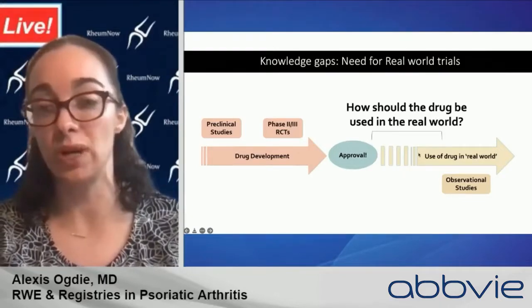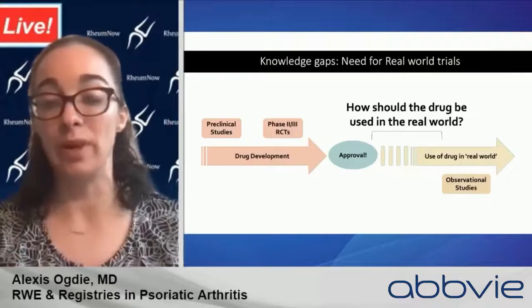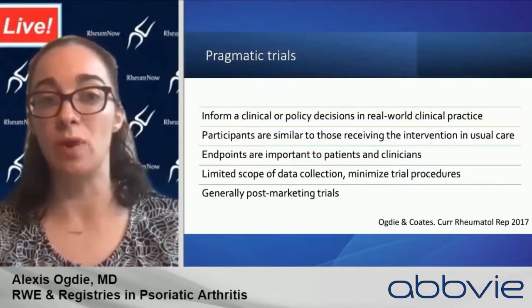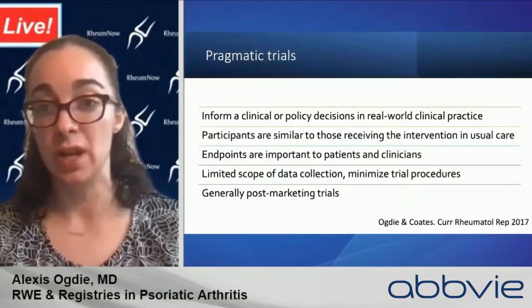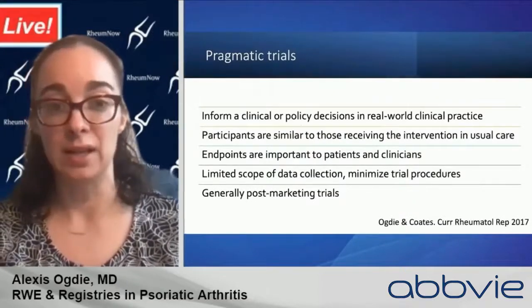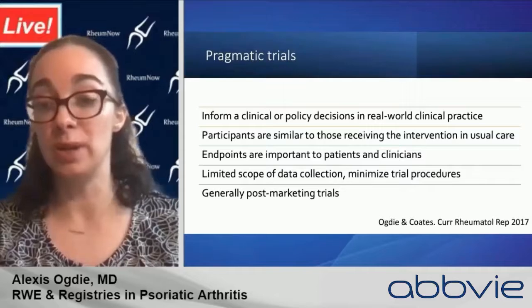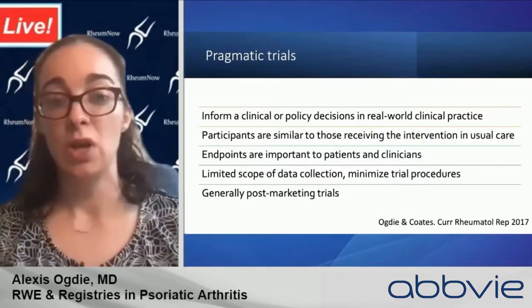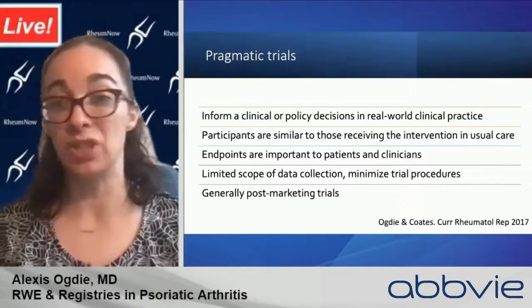How do you use this drug in the real world? How does it perform in the real world? Pragmatic trials can be used to inform a clinical or policy decision in real world clinical practice. And participants are generally similar to those receiving care. So really you want the widest open criteria. You also want an endpoint that's important to both patients and clinicians.